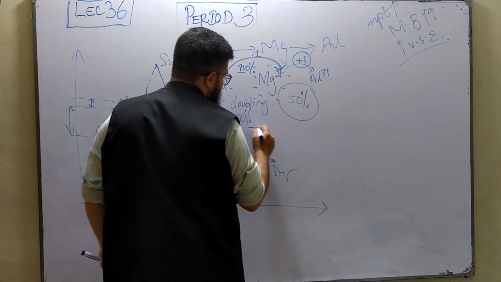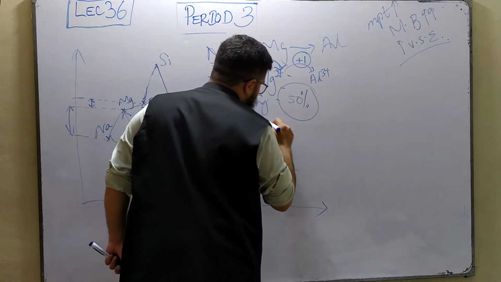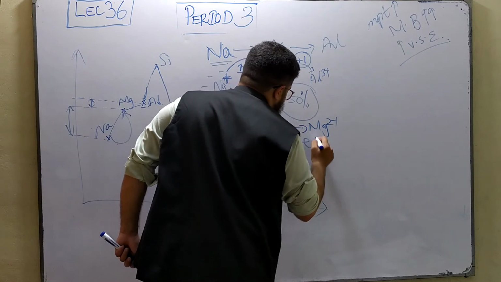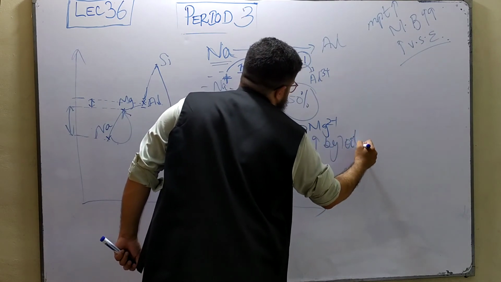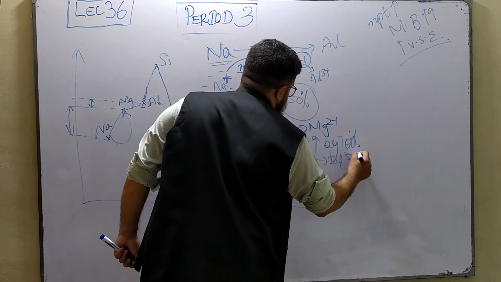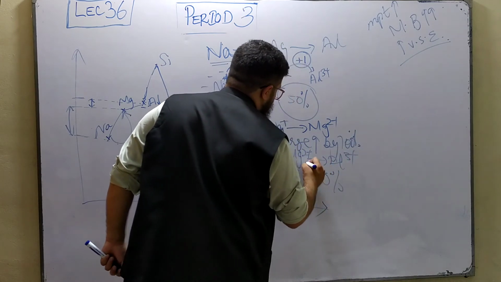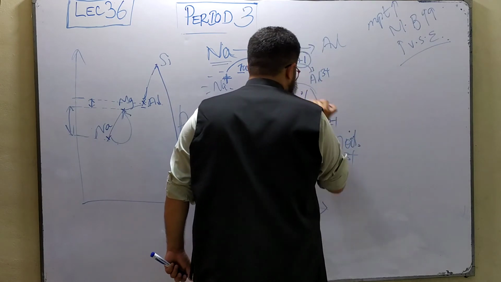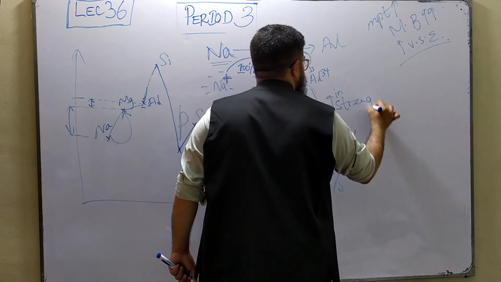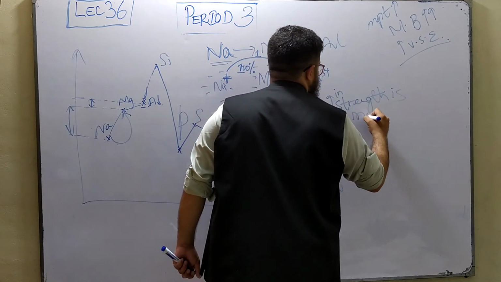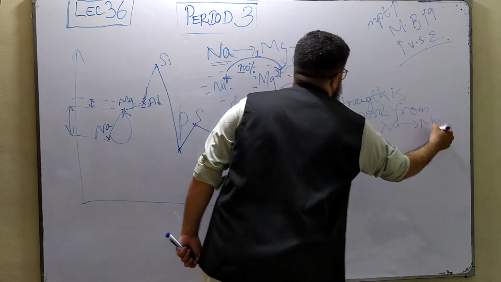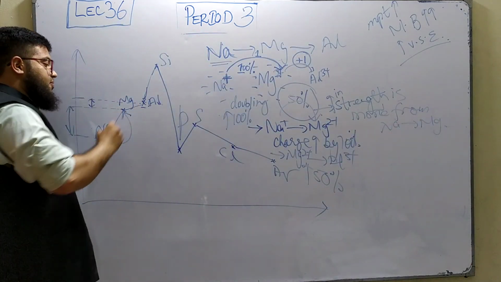So this is the sort of answer that you are supposed to include. You have to say that from sodium to magnesium, charge increases by 100%, or it doubles. Whereas from magnesium to aluminum, charge increases by only 50%. So the increase in metallic bond strength is more from sodium to magnesium. Therefore, there is a larger change in the melting point from sodium to magnesium.